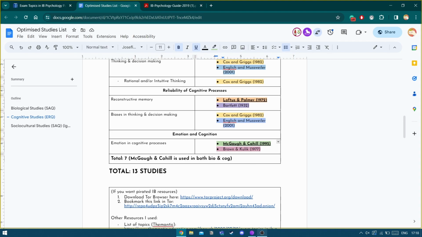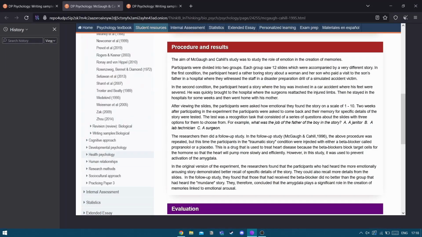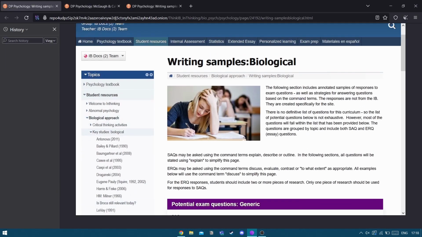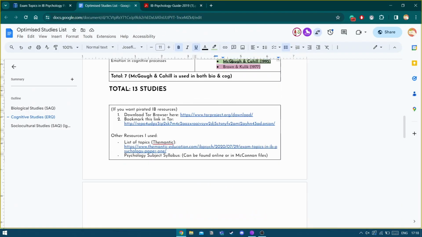And so how I found all of these studies was through this, right? This neat thinking bad boy. Follow the instructions, download Tor, and you're gonna be like, wait, Marcus, isn't that the dark web? Isn't that full of... hush, hush. And then just bookmark that link in Tor and you're good to go.